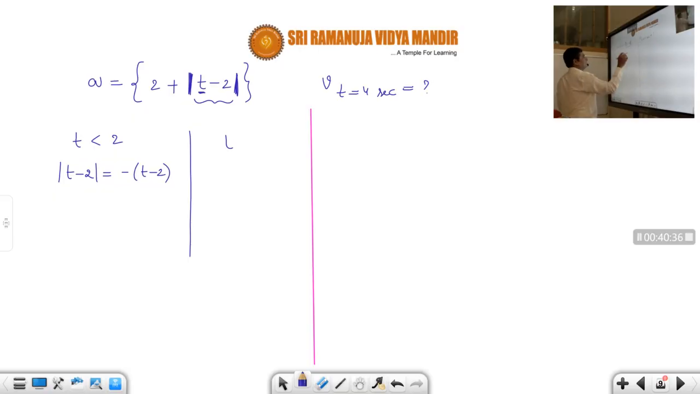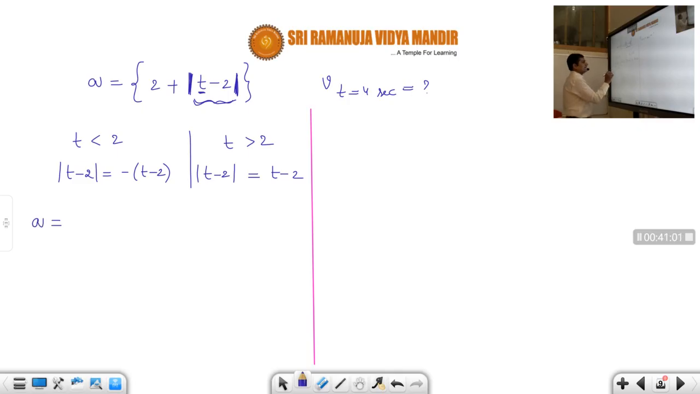Next, for t greater than 2, this mod symbol should be taken as positive. So that means mod of t minus 2 is equal to t minus 2. Okay, students. So please remember this one. I think this will be taught in your mathematics. Okay, this will be taught in your mathematics. Okay. So therefore now you have to be careful.